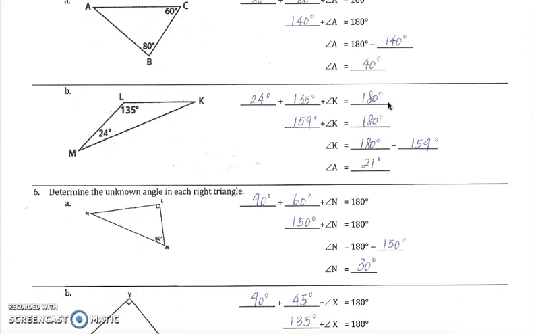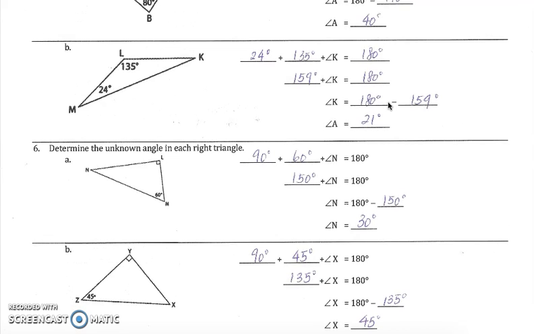Questions 5B and 6A and 6B are very similar. So we're using the fact that the sum of all the interior angles in a triangle is 180. So in this question, we have 24 plus 135 plus angle K is 180 degrees. And you follow similar workings. So add up the 2 known angles, and subtract that from 180 degrees to get your final answer. Oh, there's a typo here. This should say angle K.